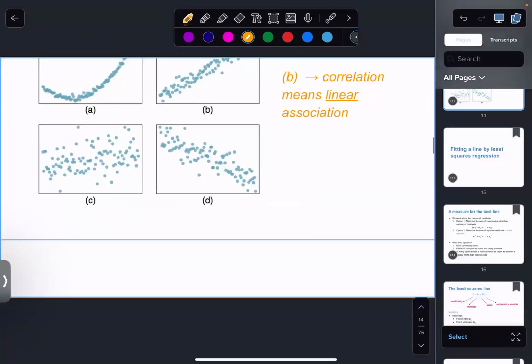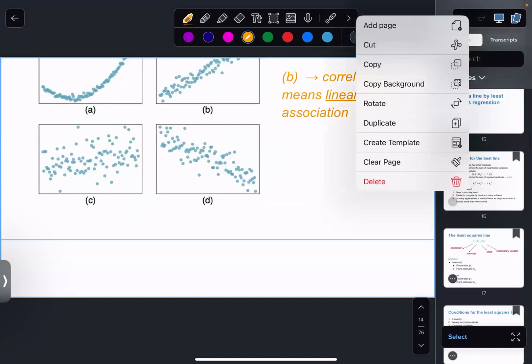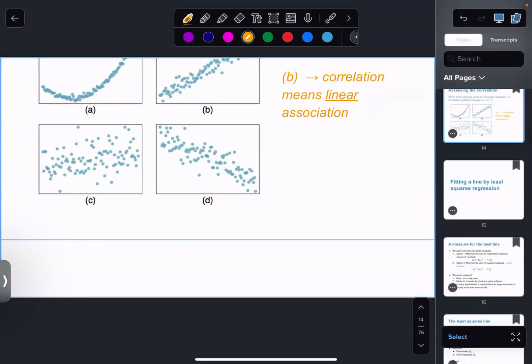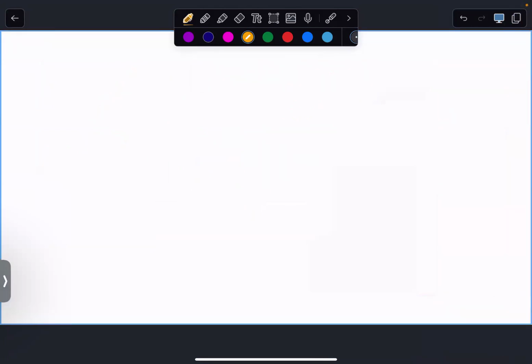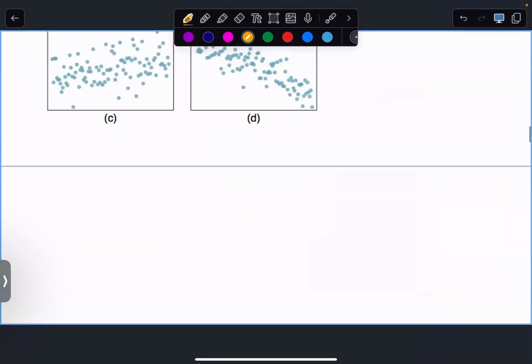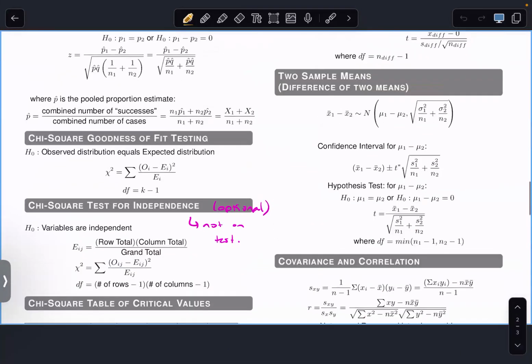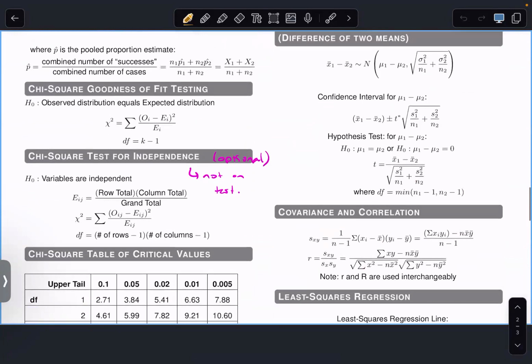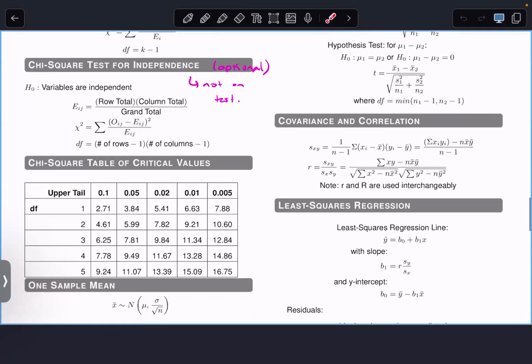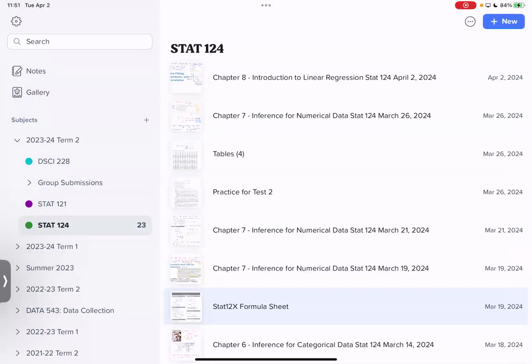I'm gonna add a page here. On your formula sheet, there's a huge ignorable section, or somewhat ignorable. So this is where we finished the day before the test, right? We built up to comparing two sample means, right? Feels good to have that done. And now we're talking about the correlation, and I'll introduce the covariance here.